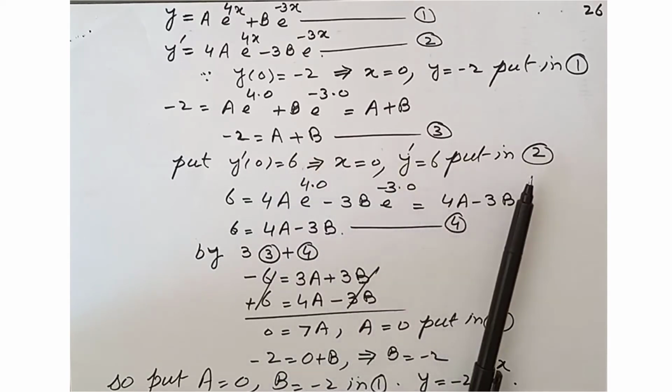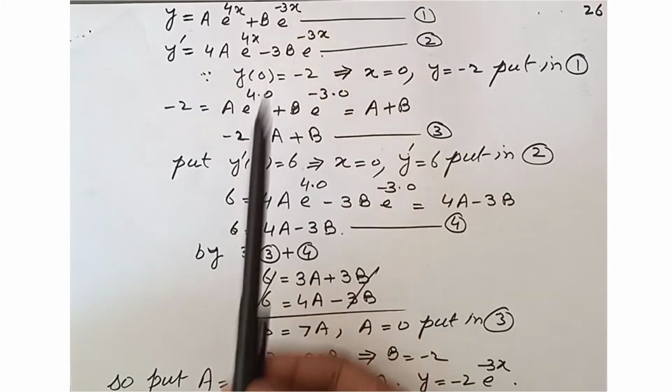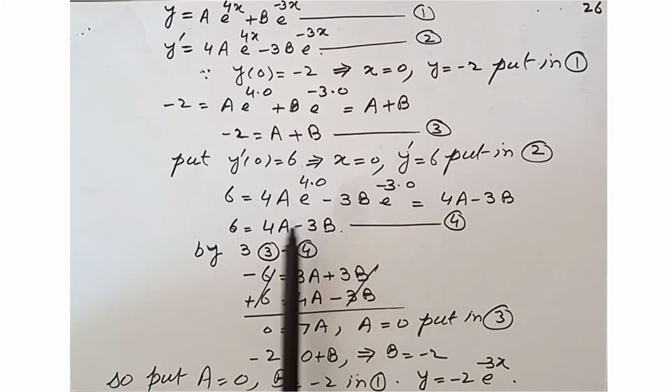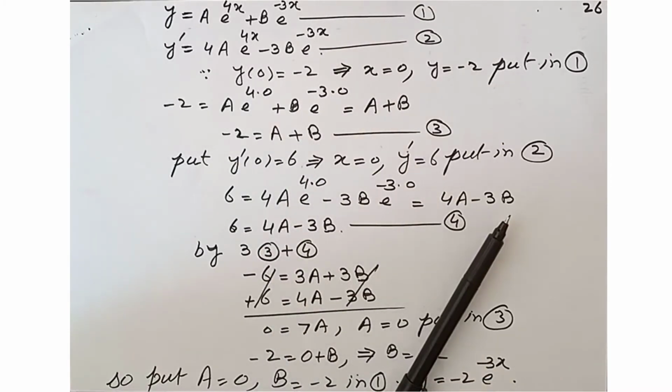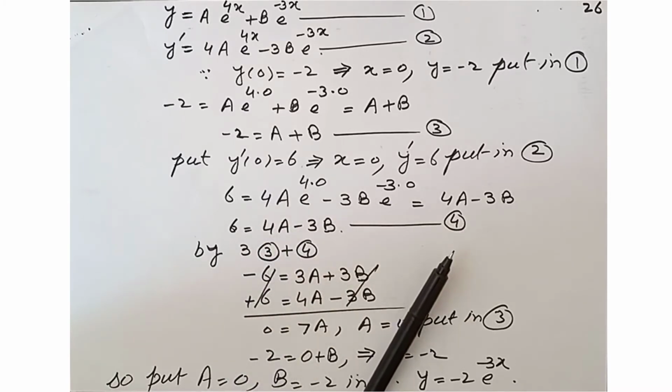Now put y dash in equation number 2. Here in place of y dash we put 6, and in place of x we put 0. So we have 6 equal to 4a e^(4·0) minus 3b e^(-3·0). So we have 4a minus 3b equal to 6, that is, 6 equal to 4a minus 3b, as equation number 4.